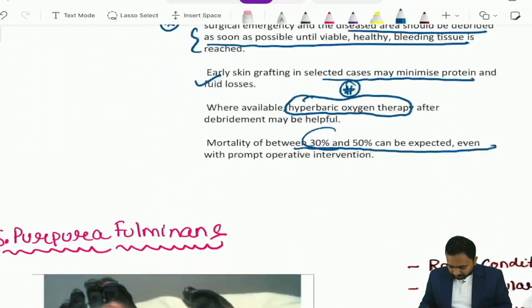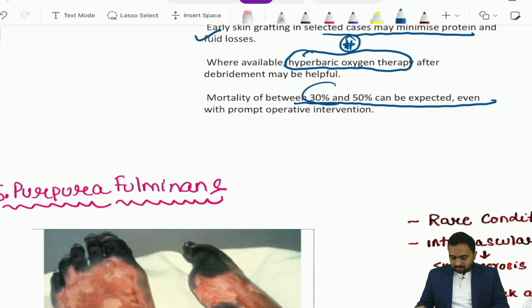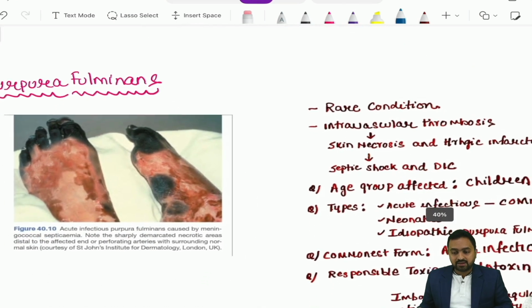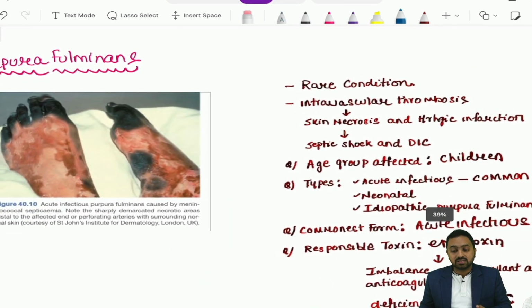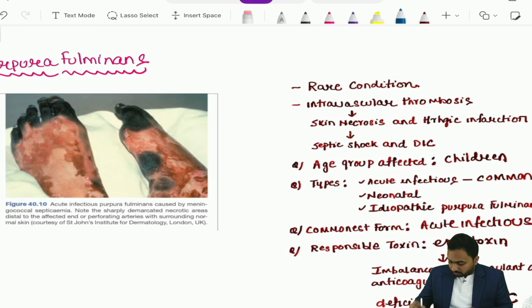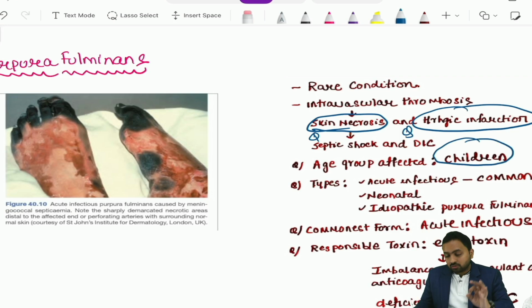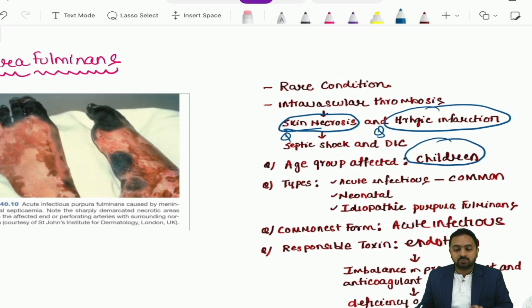Now next we have purpura fulminans. This is again a very important entity. It is a rare condition characterized by intravascular thrombosis causing skin necrosis and hemorrhagic infarction, which eventually leads to septic shock and DIC. The age group commonly affected is children, and it occurs in three forms: acute infectious, neonatal and idiopathic purpura fulminans.